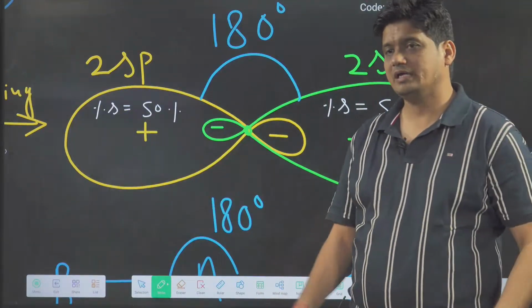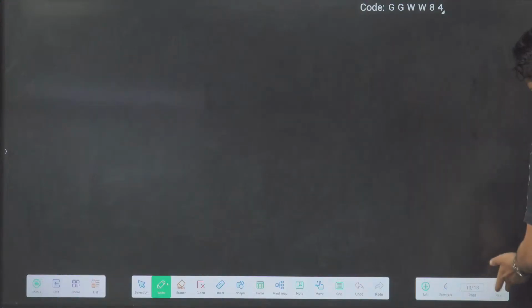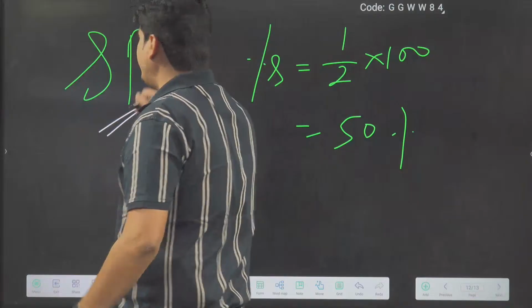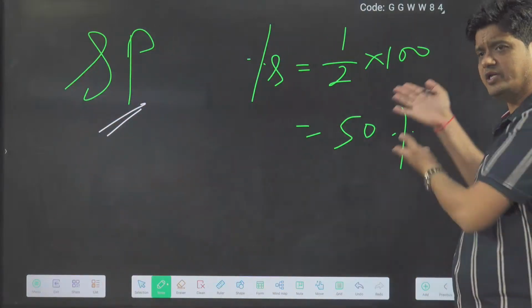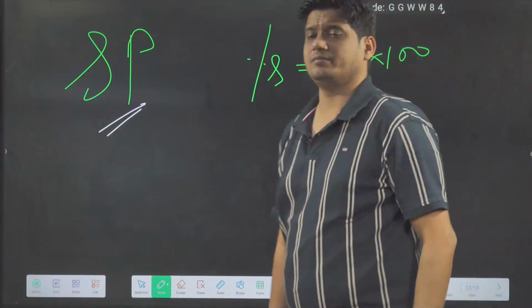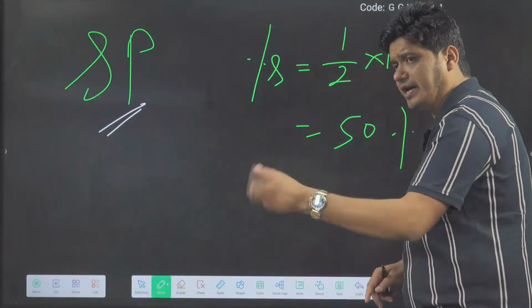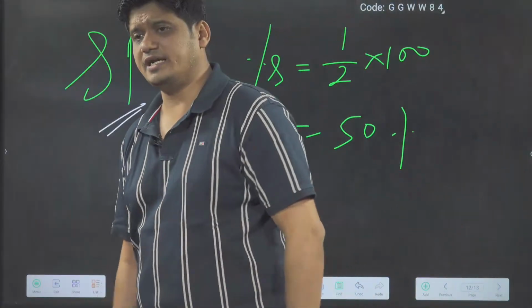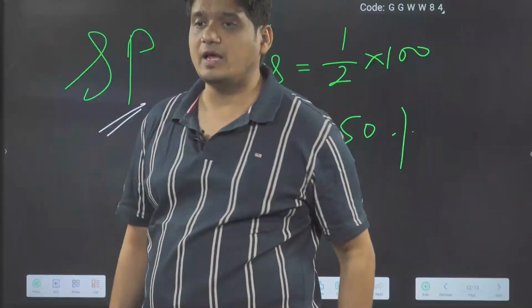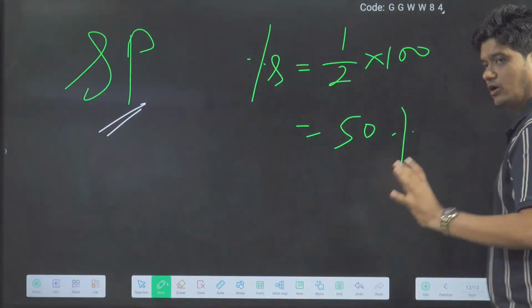Understood the concept or not? This kind of clarity I am talking about. Because tell me one thing: if I ask what is the percentage of s character in sp, everyone knows it is 50%. But if I give this kind of statement, in case of sp hybridization, 50% s character is present for each hybrid orbital, then unnecessary confusion will happen if you do not know the concept. Okay, got the concept or not?